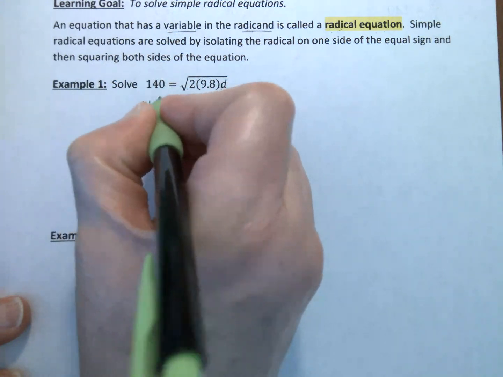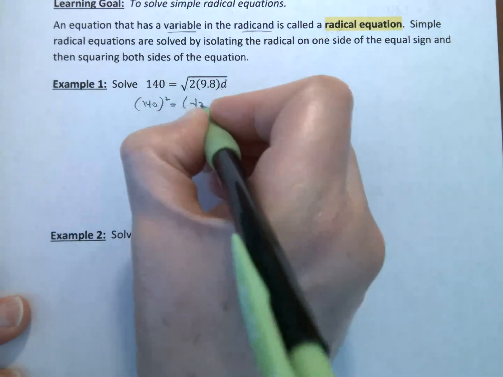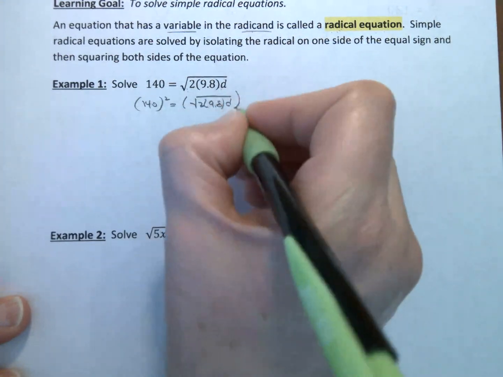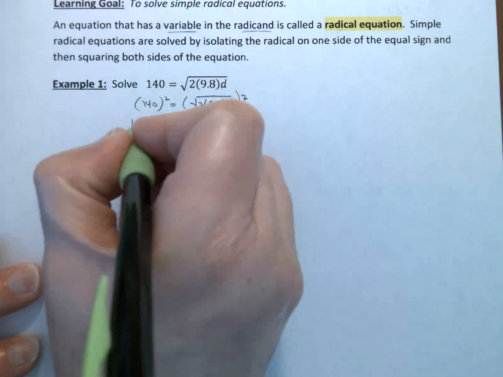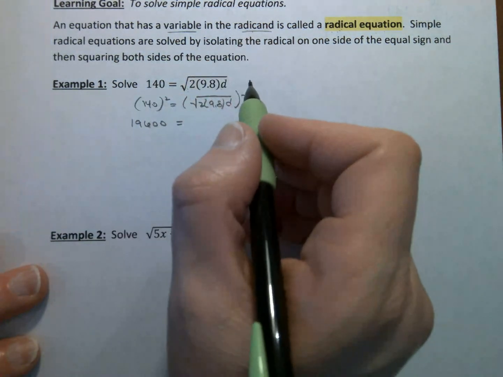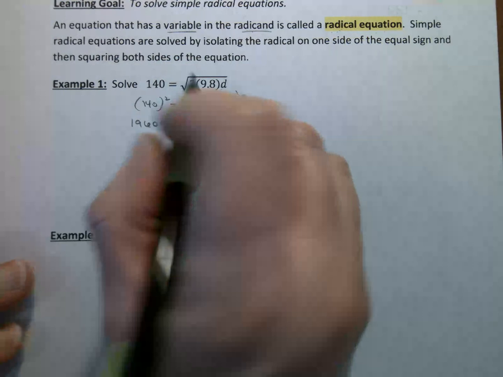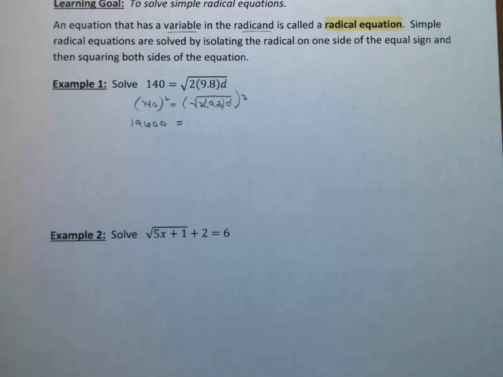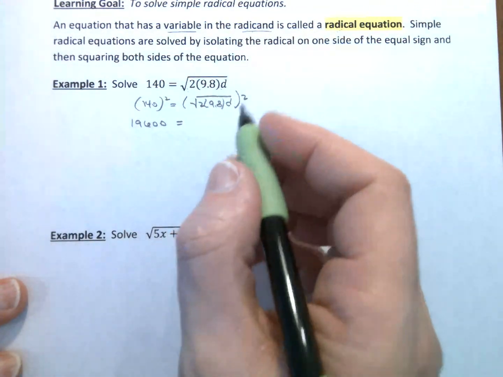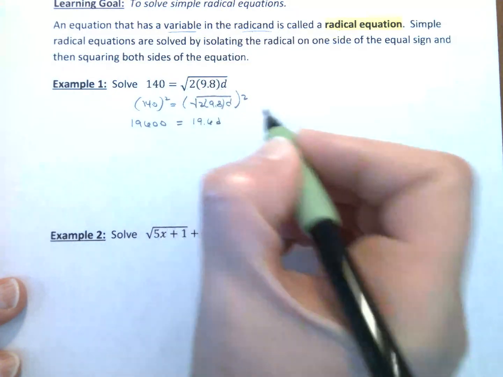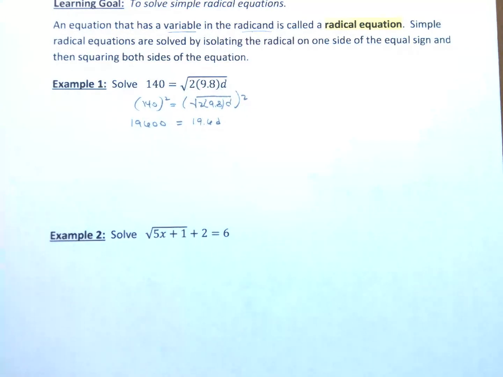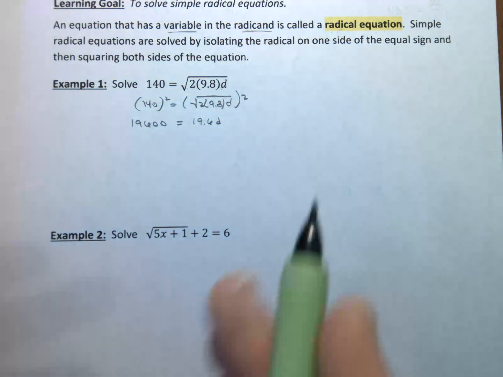So I have 140, and I'm going to square that. I have this 2 times 9.8 d, and we're going to square that. So I get 19,600, and that's going to be equal to, when I square the square root, basically all I'm doing is taking what's underneath the radical. So 2 times 9.8 is just 19.6, so this was 19.6d. The reason I had it written like that is because sometimes you'll see formulas where things look kind of like that. So we just multiplied it and we squared both sides.